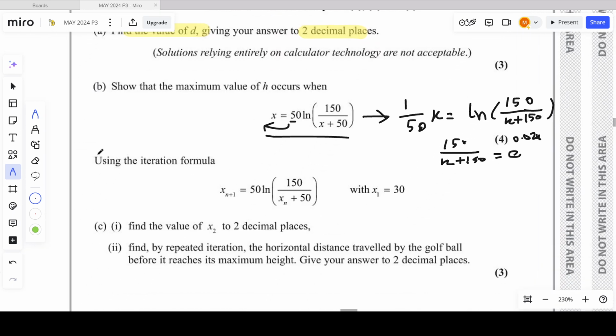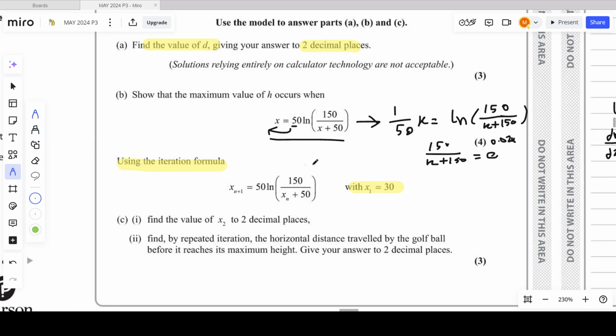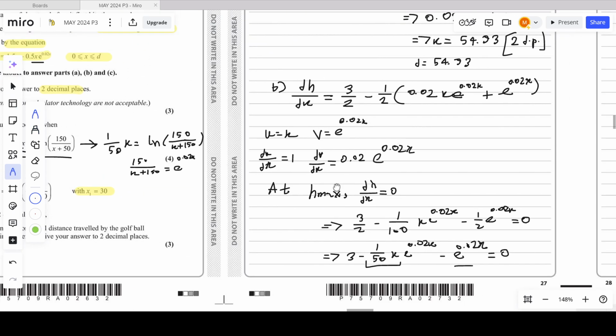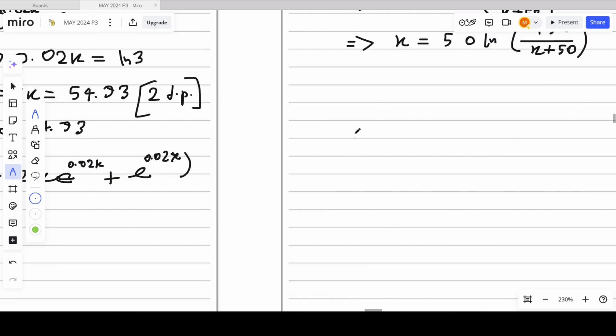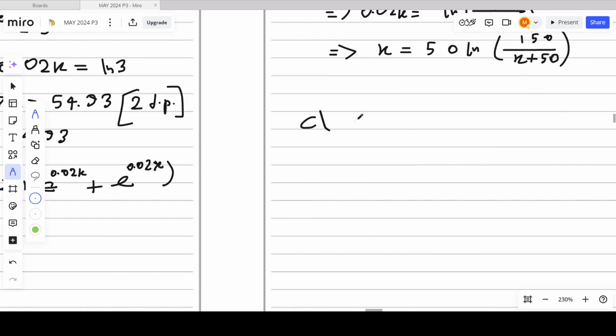So using the iteration formula, we need to use the iteration formula that we have derived. With x1 is 30, find the value of x2. So x2 is what? For part C, part 1, we need to find out the value for x2. So x2 equals to what?